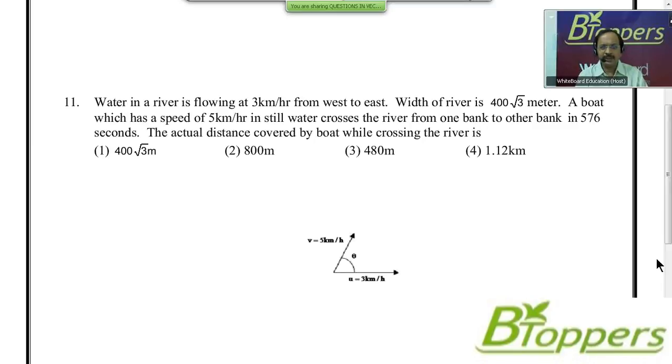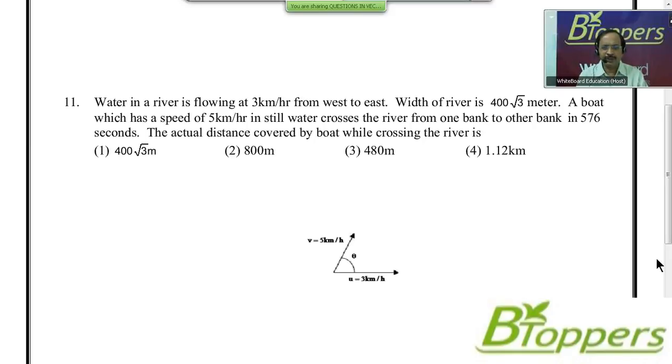The actual distance covered by the boat while crossing the river is. 4 options are given. First option, 400 into root 3 meter. Second option, 800 meter. Third option, 480 meter. Fourth option, 1.12 kilometer. Come on, try this question.